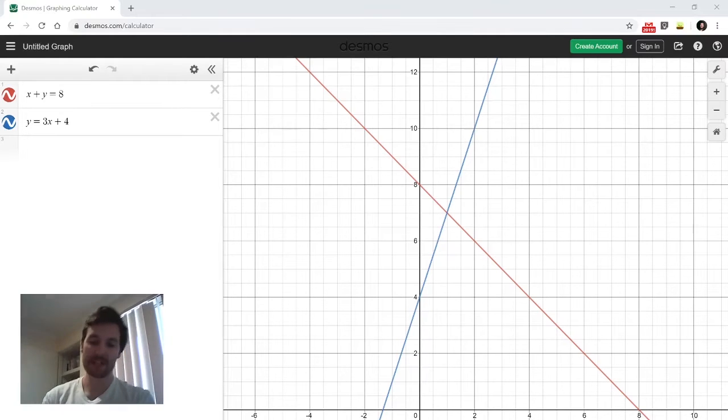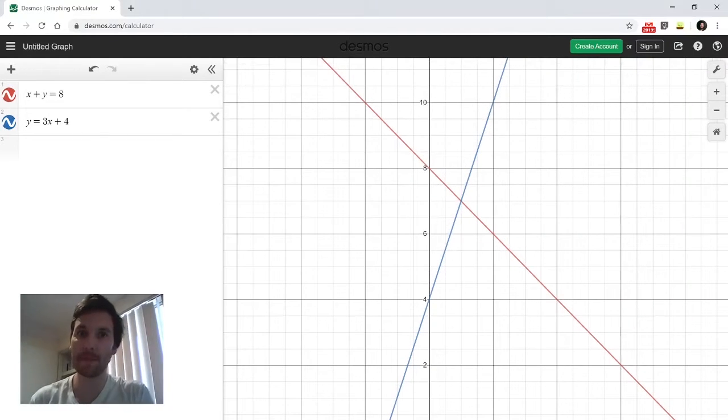Alright, hi everyone. Today we're going to have a look at solving simultaneous equations by the method of substitution. Now, first of all, just a quick word on what solving simultaneous equations actually means.